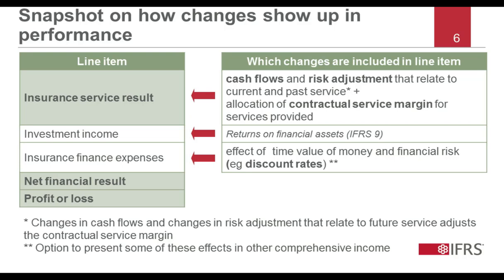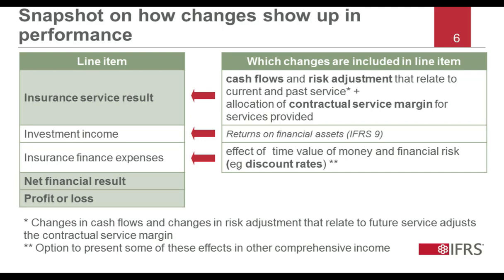Firstly, we can see that the changes in cash flows and in the risk adjustment that relate to current and past service and the allocation of the contractual service margin for services provided in the period are reported as the insurance service result. We also have returns from financial assets or any other assets that will be reported as investment income. Their accounting is covered by other IFRS standards. The effect of the time value of money and changes in financial risk for the insurance contract are reported as insurance finance income or expenses.